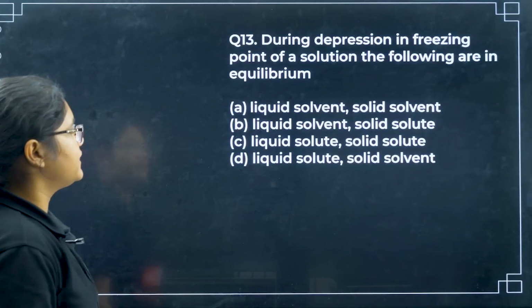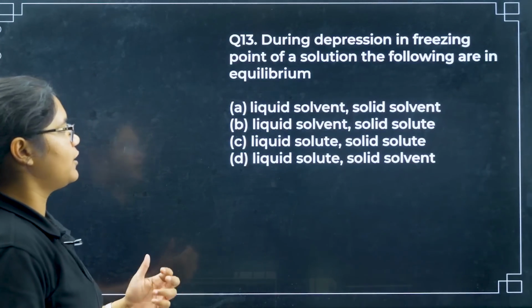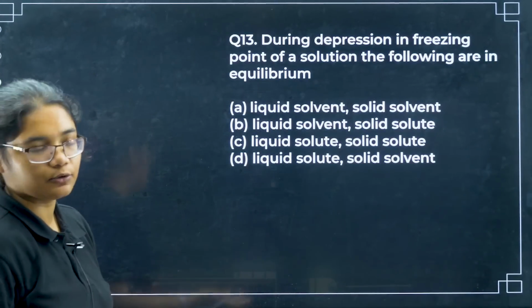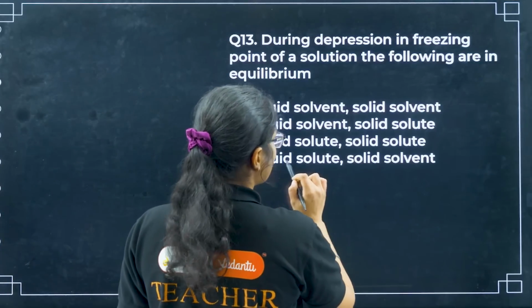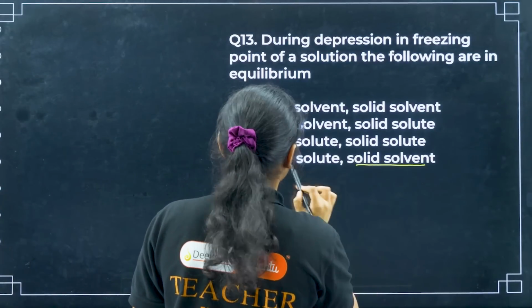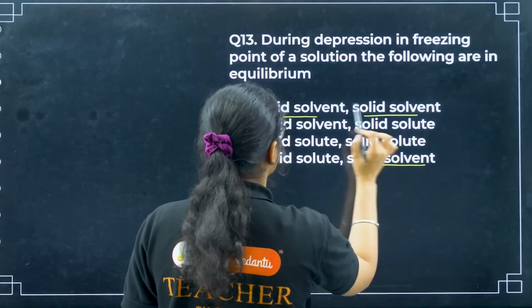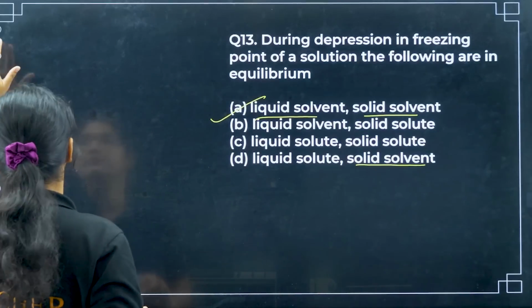Next, during the depression in the freezing point of a solution, the following are in equilibrium. So we have solid solvent, right? Solid solvent and liquid solvent. Yes, option number A are in equilibrium.